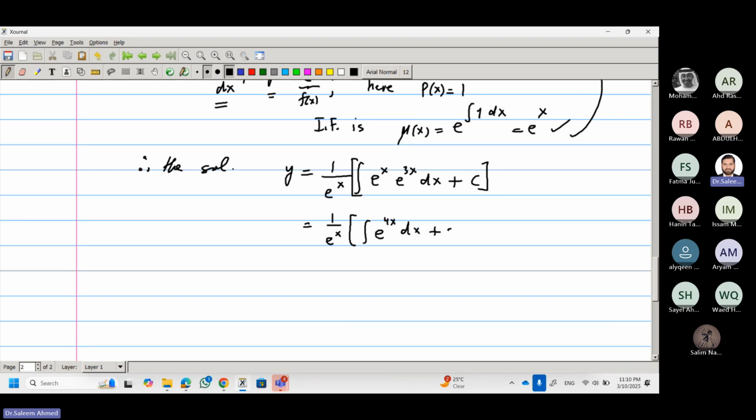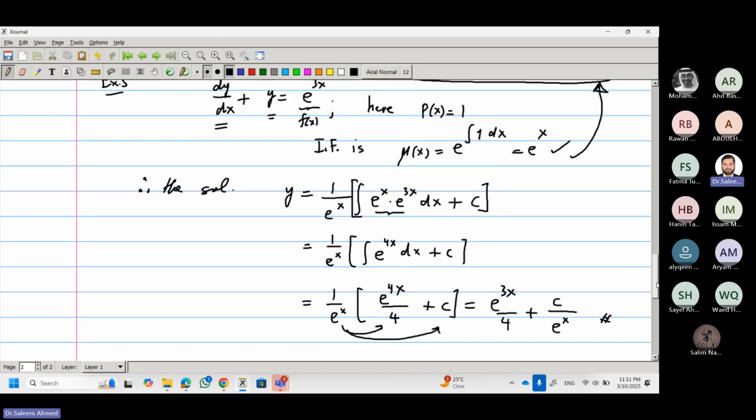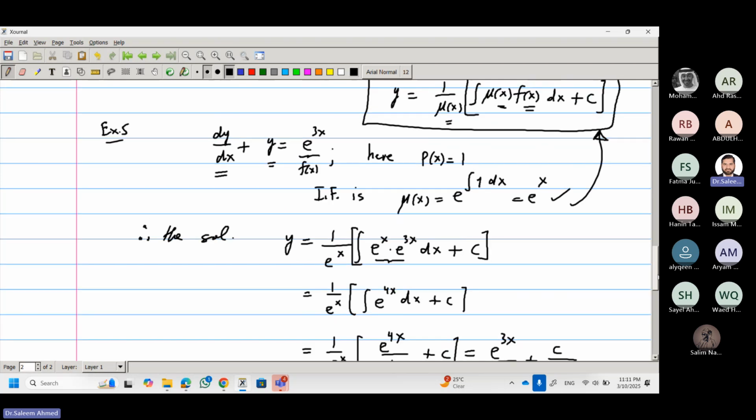Before integrating, we should simplify. I can multiply e^x and e^3x because the bases are the same, so we can add the powers, right? So x plus 3x will become 4x. Now integrate. The integral will become e to the power 4x divided by 4 plus a constant of integration. Now you can multiply this inside. It will become e to the power 3x by 4 plus c divided by e^x. This is your answer. Okay, y is equal to e^3x by 4 plus c over e^x.